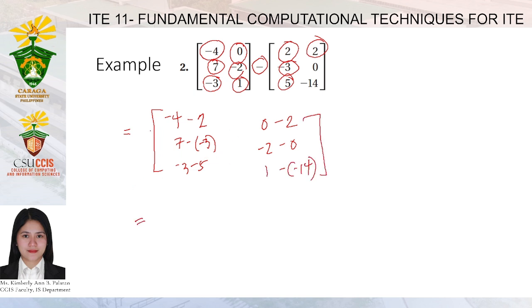Okay, just evaluate this. So, negative 4 minus 2 is just negative 6. This is negative 2. And then, that will be 10. Negative 2 again. This one is negative 8. And then 15. Okay, that is your final answer.